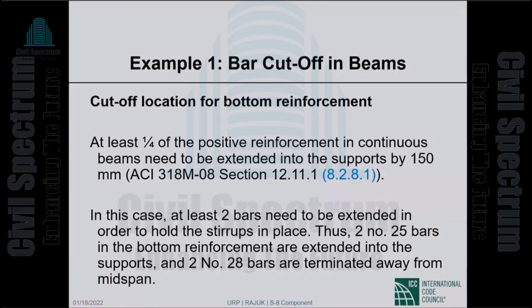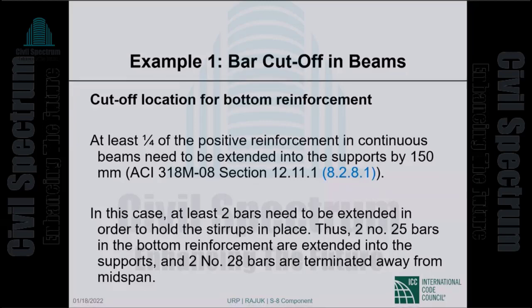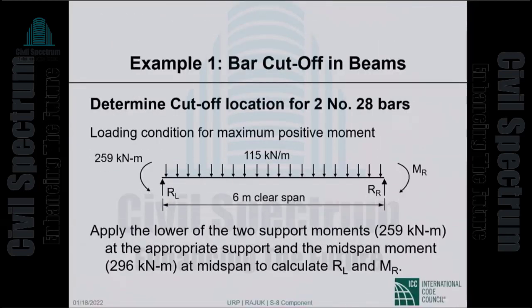Thus, 2 number 25 bars in the bottom reinforcement are extended into the supports, and the 2 number 28 are terminated away from midspan. Okay, makes sense. 2 number 25 are continued, 2 number 28 are cut off at suitable locations. So determine the cutoff location for the 2 number 28 bars. Loading condition for maximum positive moment.